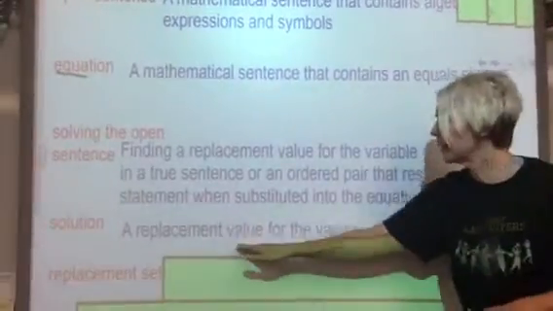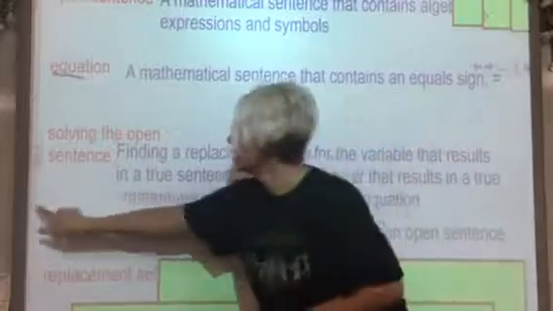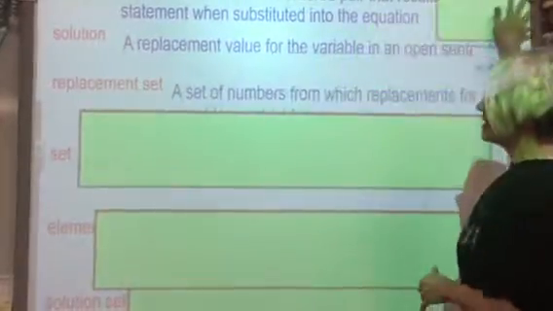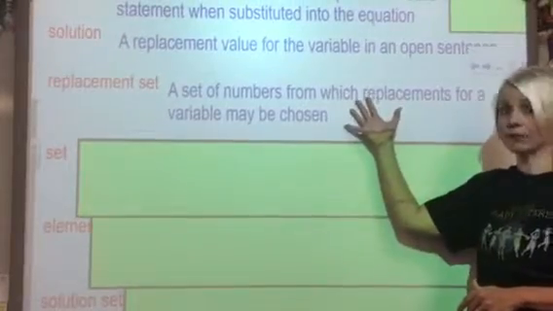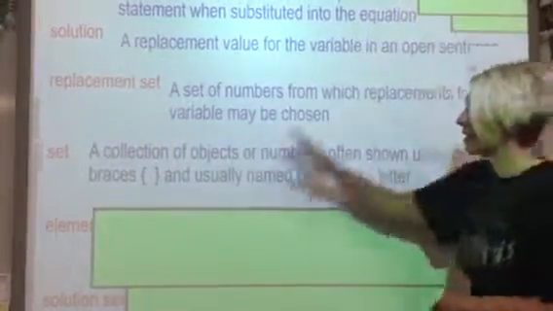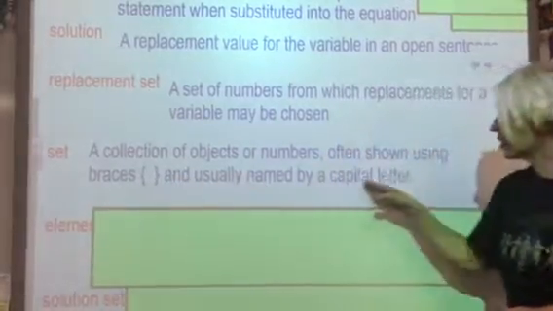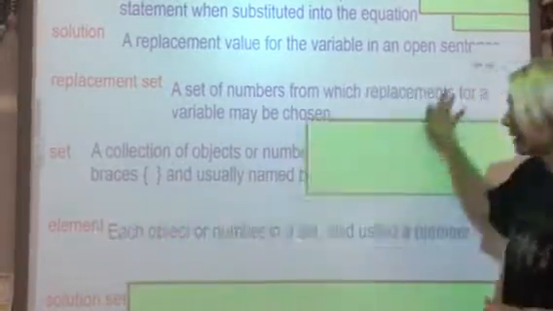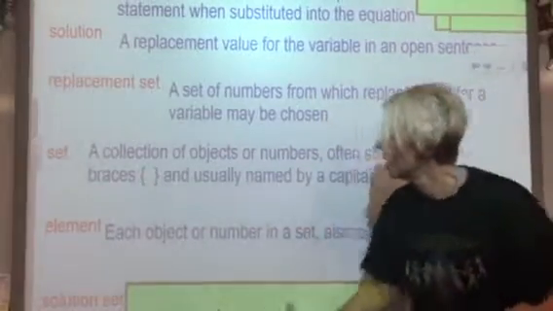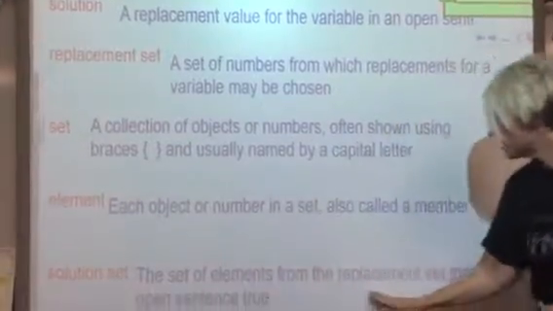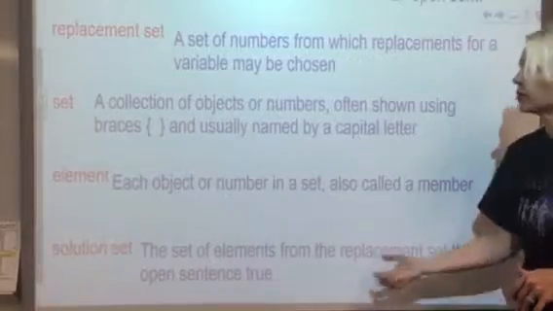A solution is a replacement value for the variable in an open sentence, so it's basically the one that works. A replacement set is a set of numbers from which the replacements for a variable may be chosen, so these are the numbers you get to pick from. A set is a collection of objects or numbers often shown using braces. I call these brackets, and usually named by a capital letter. An element is each object or number in a set, also called a member. And a solution set is the set of elements from the replacement set that make an open sentence true. And so we'll have brackets around the solution as well.